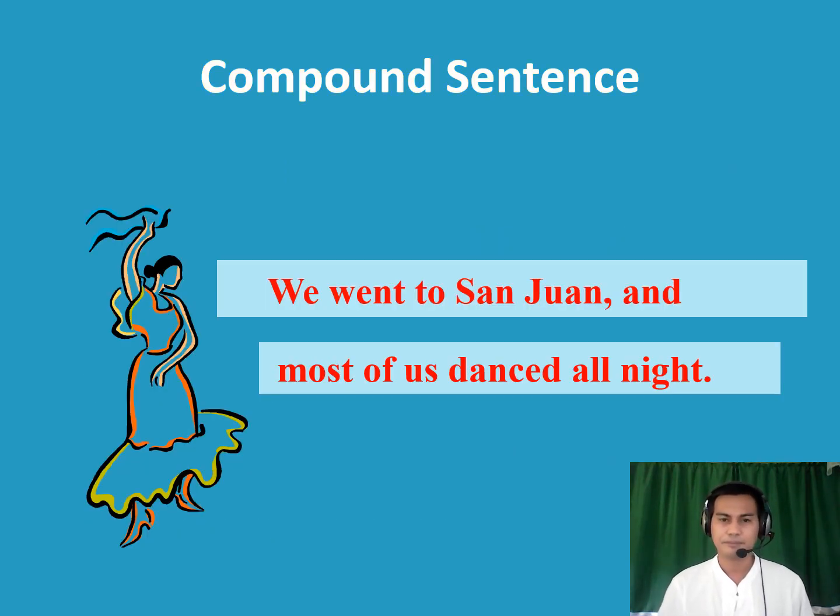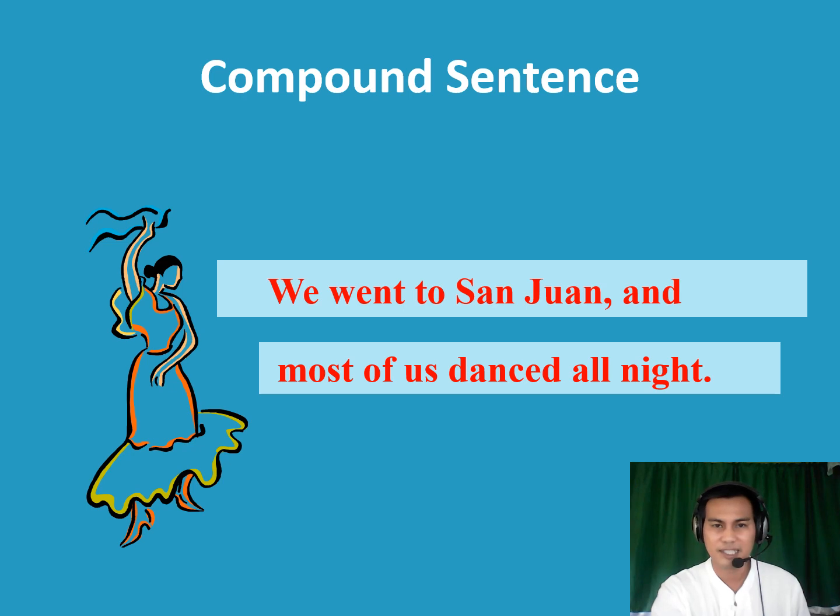Here we have a compound sentence. We went to San Juan and most of us danced all night. So you have two simple sentences here. If you're going to break this compound sentence down, it will be made up of two simple sentences. One, we went to San Juan. That's one simple sentence. Most of us danced all night. That's another simple sentence. So a compound sentence is made up of two simple sentences or two independent clauses, which can stand on its own as a sentence.